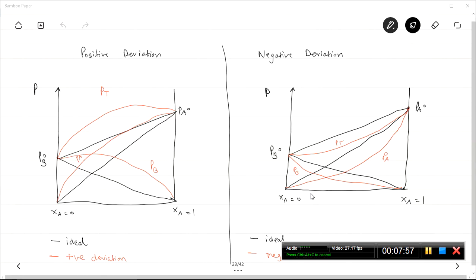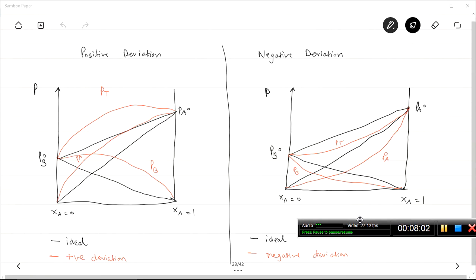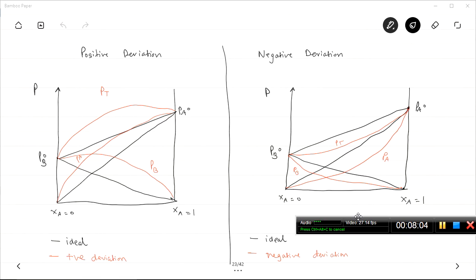Now let's try to depict the positive and negative deviation onto the graph. So if you remember, we had drawn this kind of a graph for ideal solution. These black lines that I have drawn over here are nothing but the ideal case that we had drawn earlier. This particular black line was representing PT, this particular black line was representing PB, and this particular line was representing PA. That is in case of ideal solution.